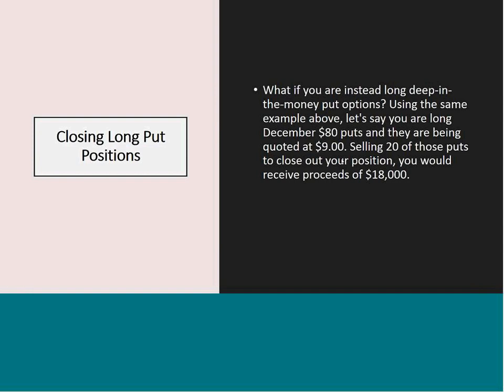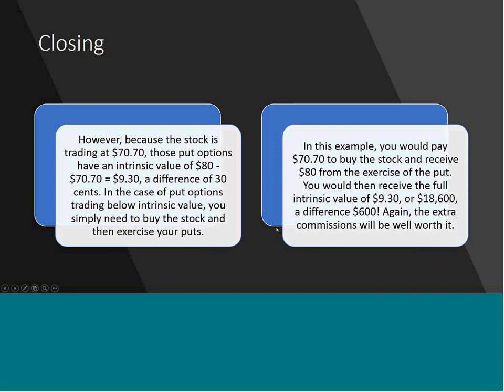So take a deep in the money put, let's say the December 80 puts, being quoted at $9. Selling 20 of those would be $18,000. However, it's worth $19,000, but you only get 18 on the open board. So by using the stock, you get out at a higher profit. And this is what this is about.